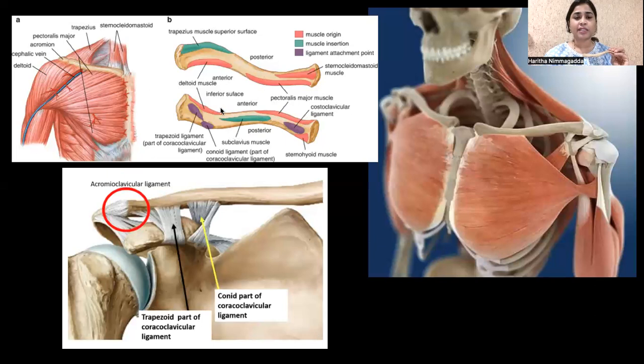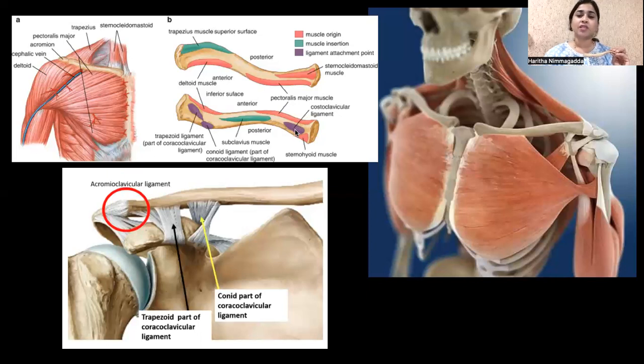Now when you look at the under surface of this clavicle in this particular picture, you can see there are three important ligaments and a muscle attached here. So this muscle is called subclavius. Already we discussed during this section. This is subclavius, below the clavicle. It is inserted here. And three ligaments are attached. What are the three ligaments?